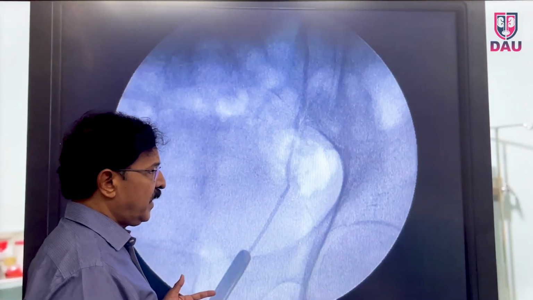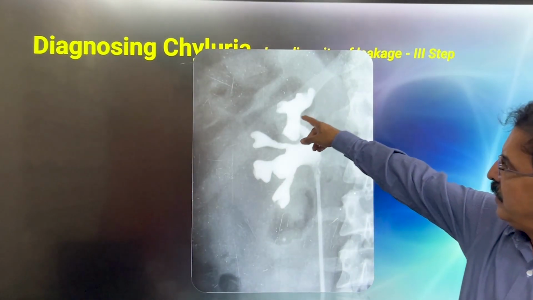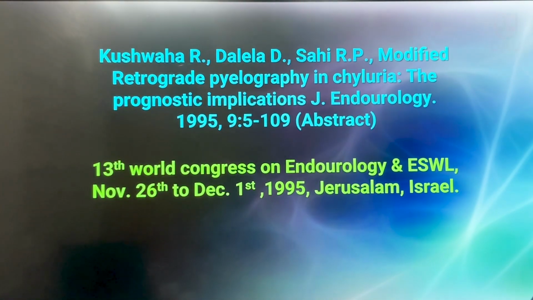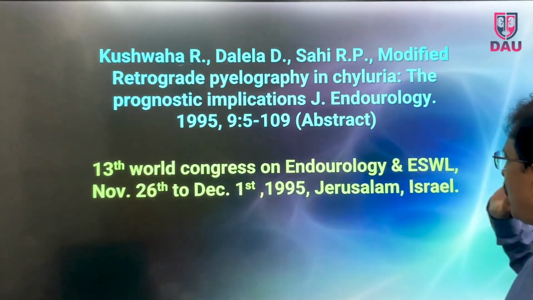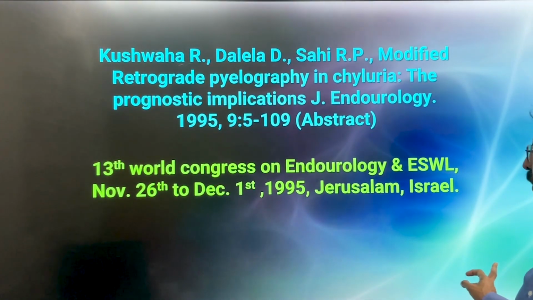And there is logic to it, because the X-ray picture is not showing a fistulous communication. Where will the betadine enter? Where will the silver nitrate enter? And therefore, these patients are poor responders to instillation sclerotherapy. So that's what I said. Our modified retrograde pyelography technique has prognostic implications also. And this is the picture. Severe chyluria, and it is all clear. So we presented this experience in World Congress of Endourology in 1995 in Jerusalem, Israel, about all this data.